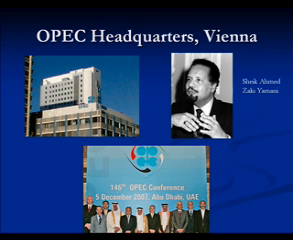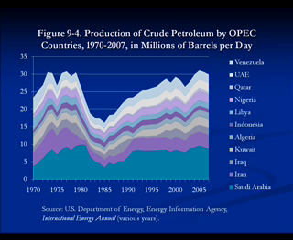This is a picture of OPEC headquarters in Vienna, and a picture of the OPEC conference in December 2007 in Abu Dhabi, showing the oil ministers of all the member countries. There's a picture of Sheikh Ahmed Zaki Yamani, who was one of the leading leaders of OPEC in the 1970s and 1980s from Saudi Arabia.